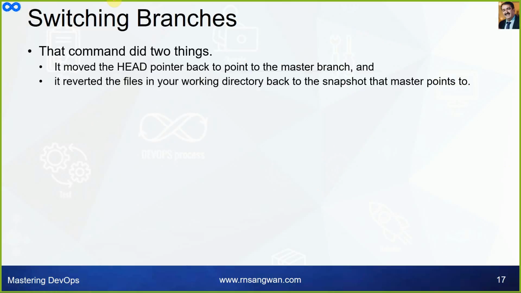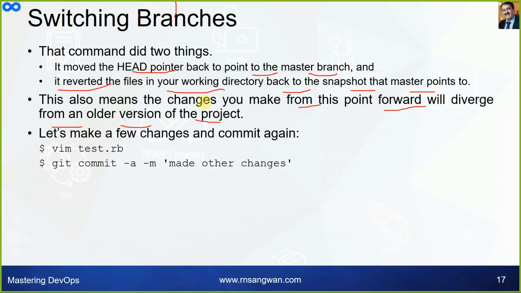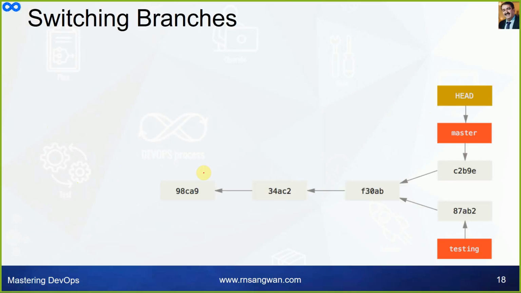That command did two things. It moved the head pointer back to point to the master branch, and it reverted the files in your working directory back to the snapshot that master points to. That is what has happened. This also means that the changes you make from this point forward will diverge from the older version of the project. They will be different. Let's make a few changes and commit again. We make changes to test.rb, again make a commit, made some other changes.